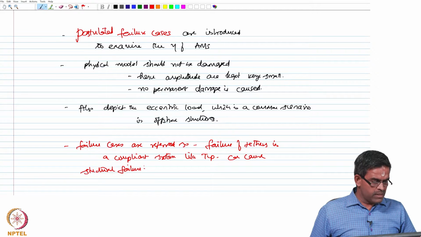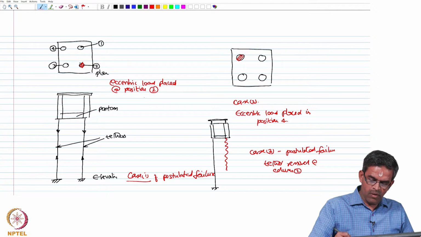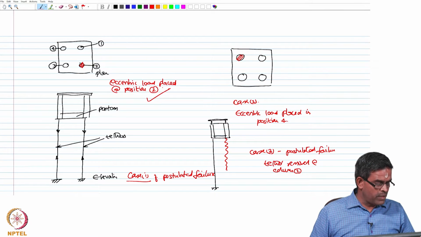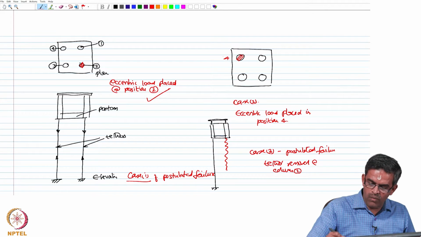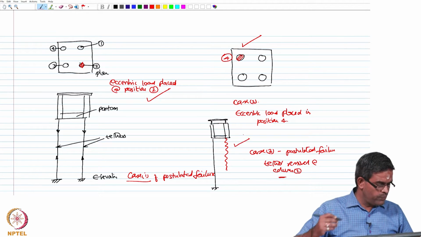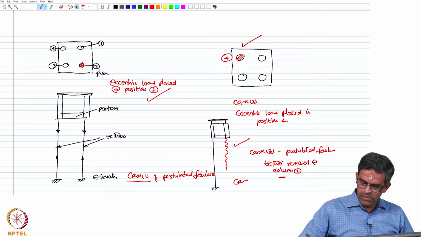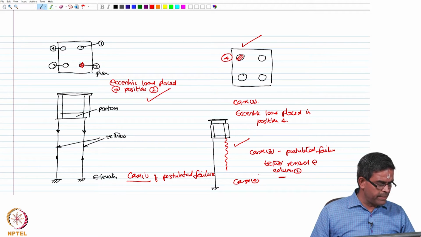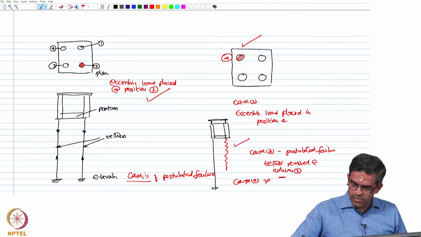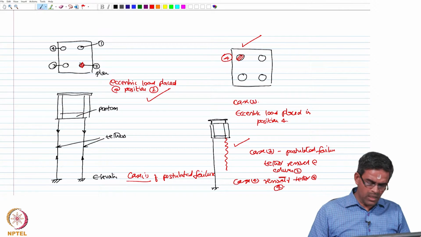So, now we have seen there are cases: postulated failure case 1 with an eccentric load over column 2, you can see here column 2, postulated failure case 2 with eccentric load over column 4. Then case 3 is essentially the removal of legs at column 2, and case 4 is removal of leg at column 4 itself, that is removal of tether at position 4. Okay. There are 4 cases we examined.